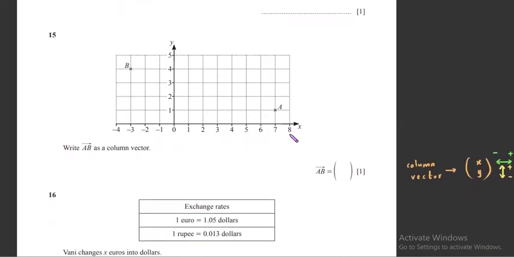Question 15. Write A to B as a column vector. So this is where A is, this is where B is. So I'm going to connect it with a line. So A to B means I need to go 1, 2, 3, 4, 5, 6, 7, 8, 9, 10 units to the left. And I need to go 1, 2, 3 units up.